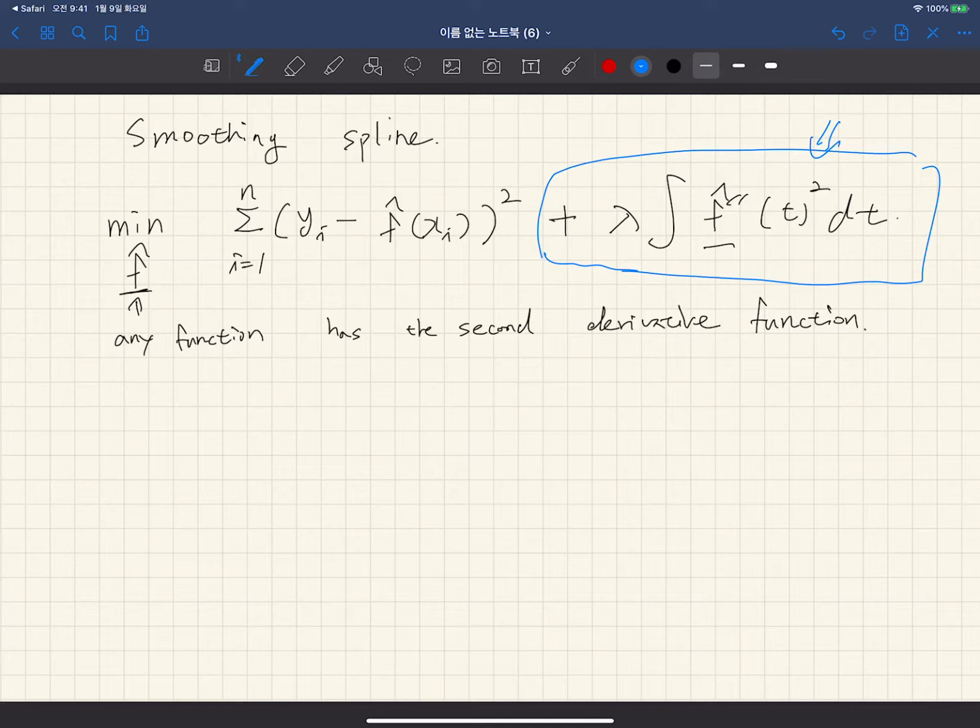And very interestingly, a natural cubic spline with knots at every training data point is the solution. So f hat always is a natural cubic spline with knots at x1 through xn. So why?